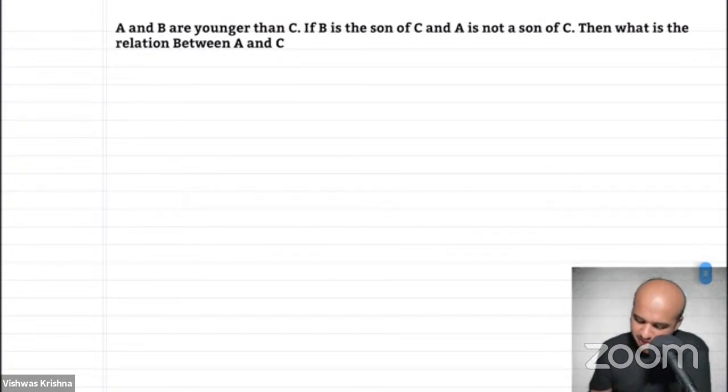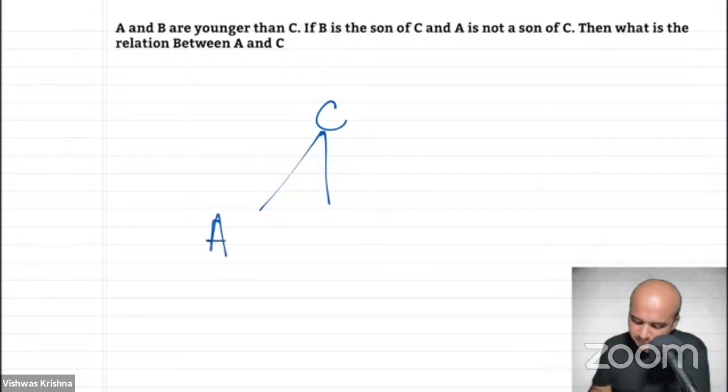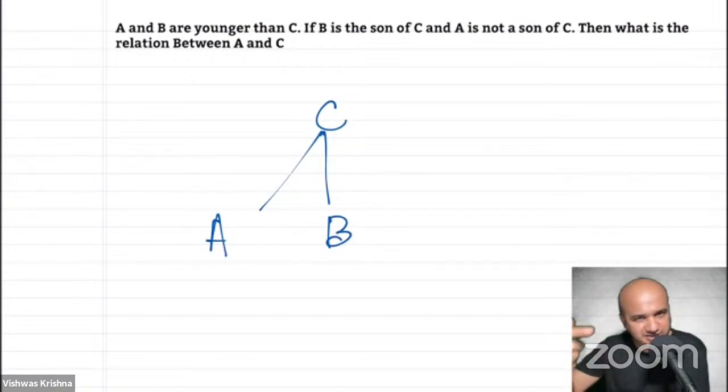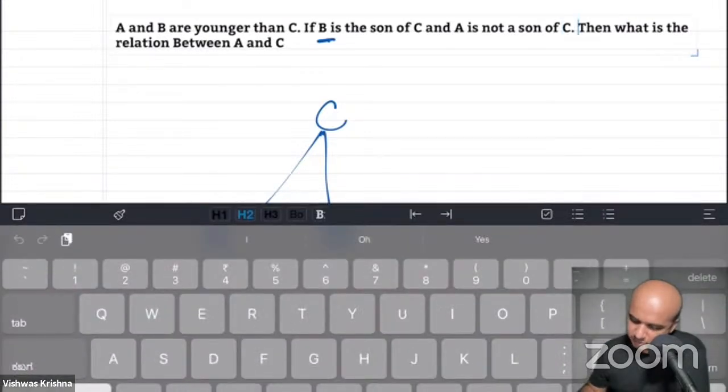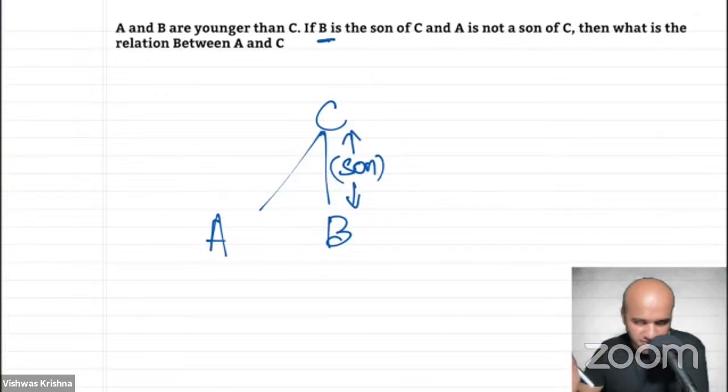A and B are younger than C. If B is the son of C, we'll start with C. Without mentioning the relationship between A, B, and C, they simply say A and B are younger than C. In the second sentence, they say if B is the son of C and A is not the son of C, then what is the relationship between A and C? That is the question. B is the son of C and A is not the son of C. Then what is the relation between A and C?